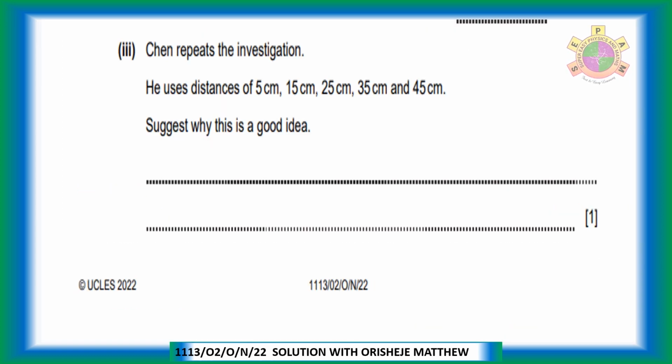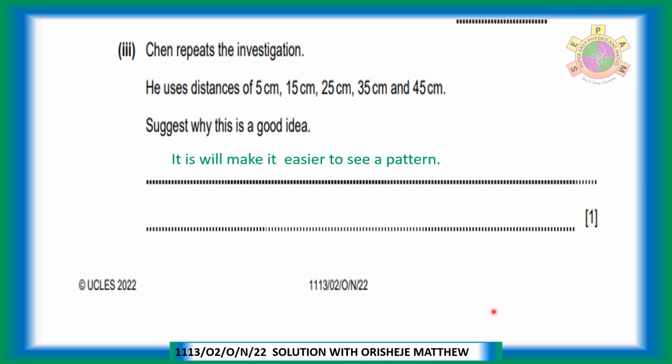He repeats the investigation. He uses distances of 5 cm, 15 cm, 25 cm, 35 cm, and 45 cm. Suggest why this is a good idea. It is to make it easier to see the pattern in his investigation. What is the relationship between the amplitude and the distance? So you want to understand the pattern.